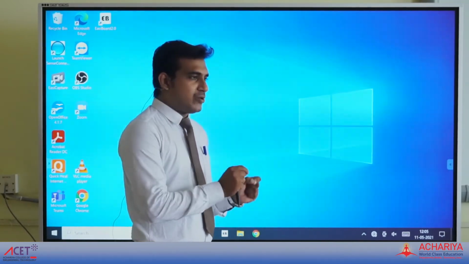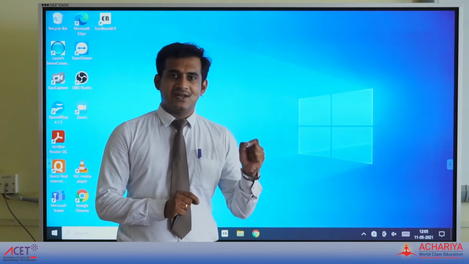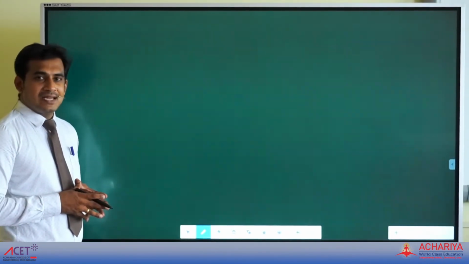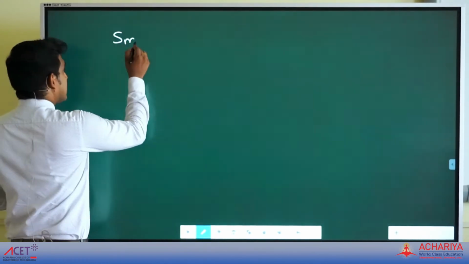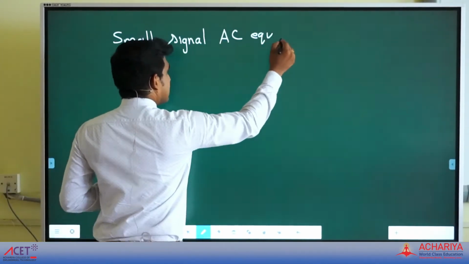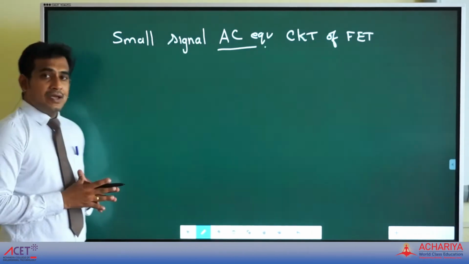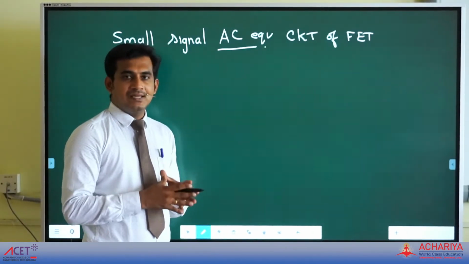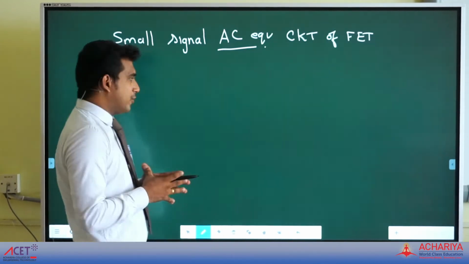In this video we are going to derive and do the midband analysis of the field effect transistor. We are going to find the small signal AC equivalent circuit of the field effect transistor. First of all, the field effect transistor is a voltage controlled device. Here the output current is controlled by the input voltage.